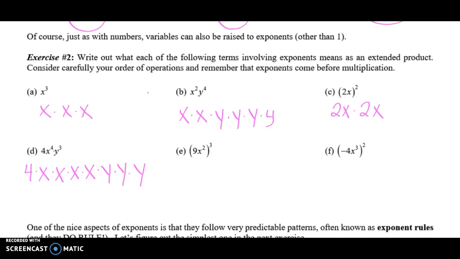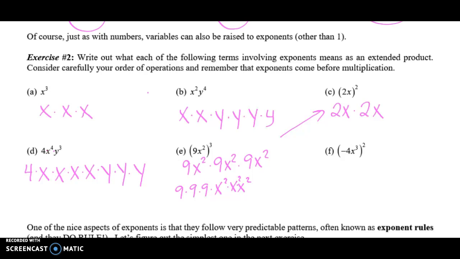Next, 9x squared to the 3rd power. That means the whole thing, 9x squared times 9x squared times 9x squared. The other way we could think about it is that you would be raising each part of this product to the 3rd power. So you could have written it as 9 to the 3rd and then x squared to the 3rd. And it still would be correct.